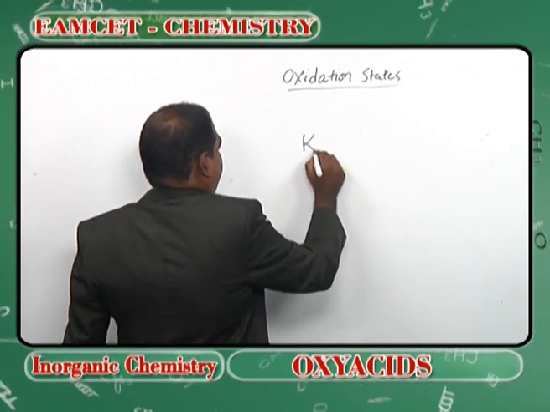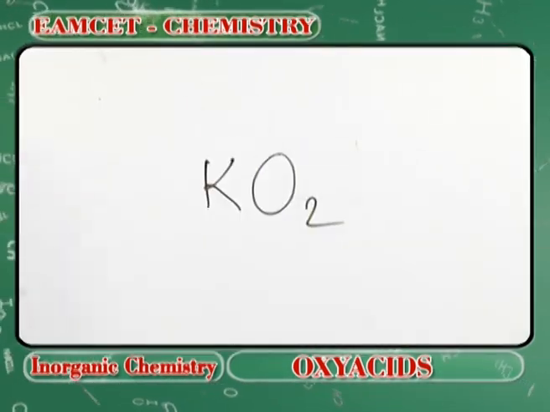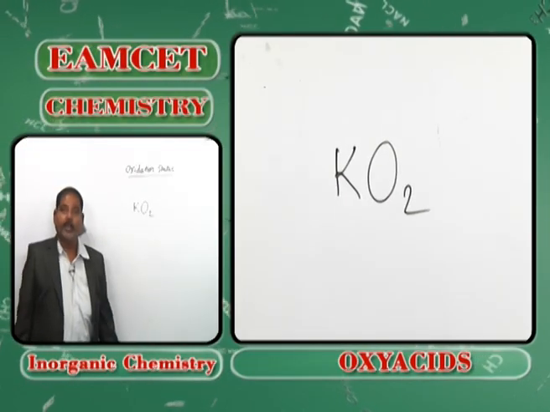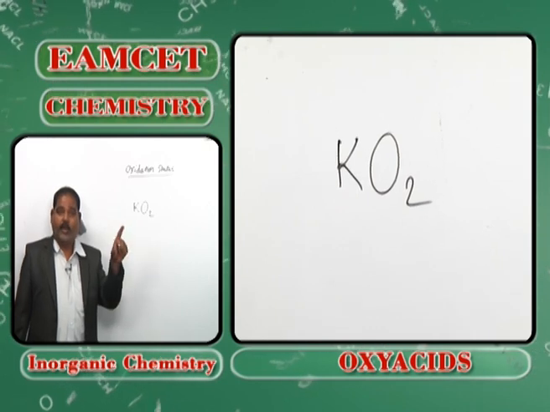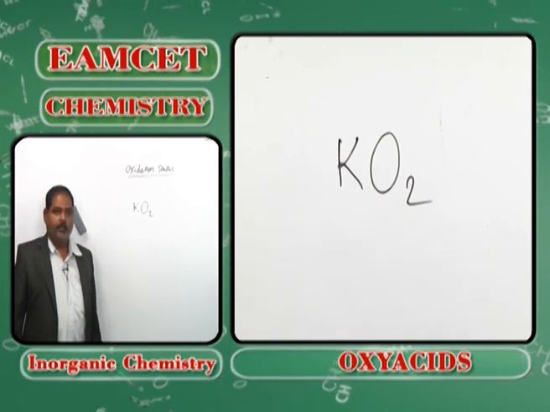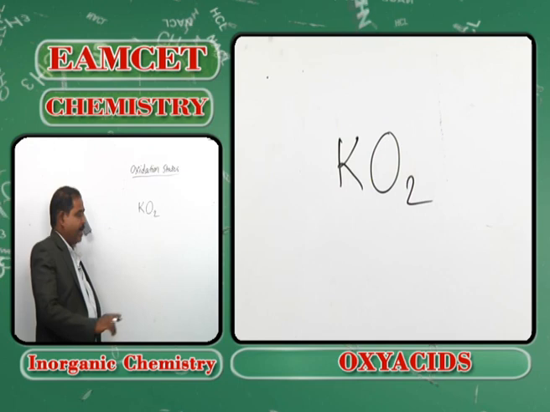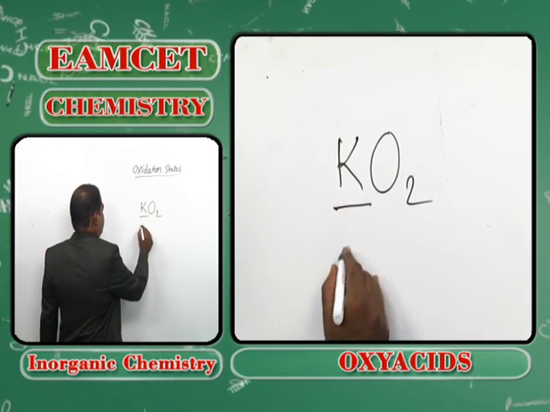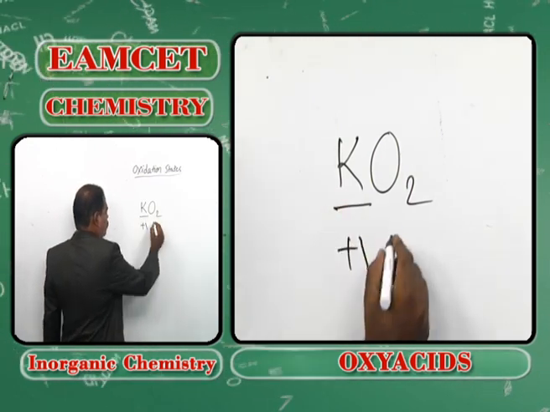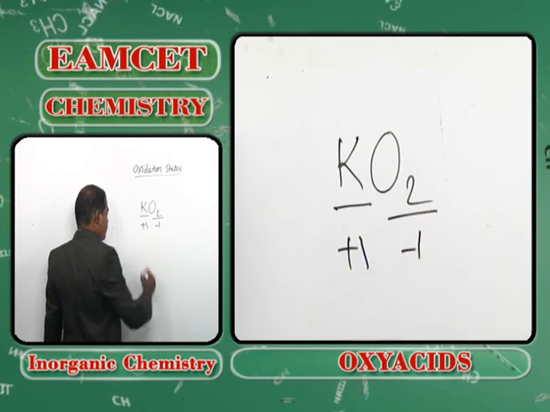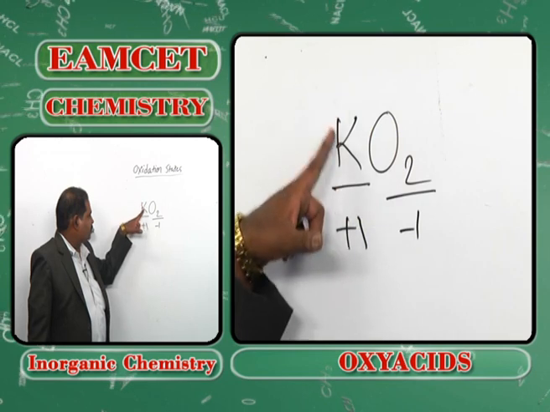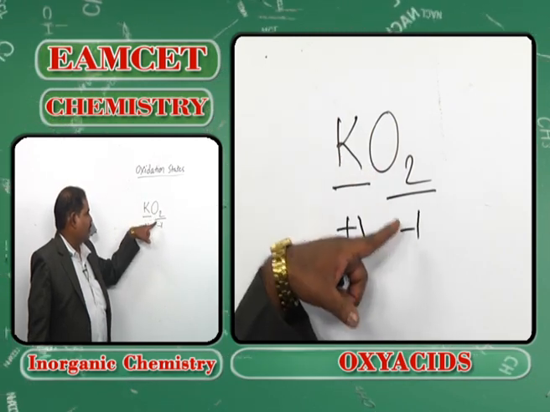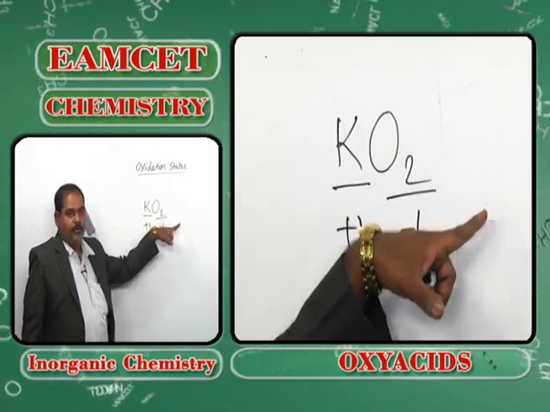What is the name of KO2? Is it potassium oxide, potassium peroxide or potassium superoxide? How will we go about the job? Potassium always has a fixed oxidation state, which is +1. Two oxygens together get -1. You know the total should always be 0. If this is +1, both the oxygens should share -1 to give you a net 0.